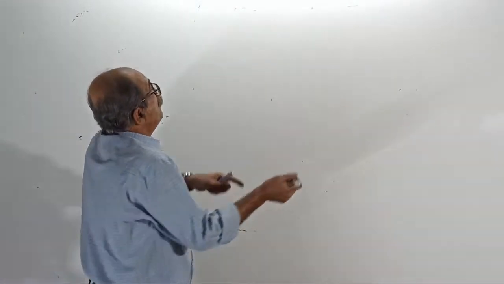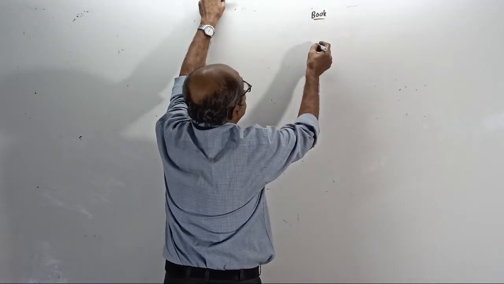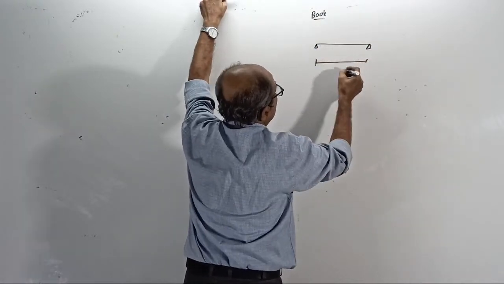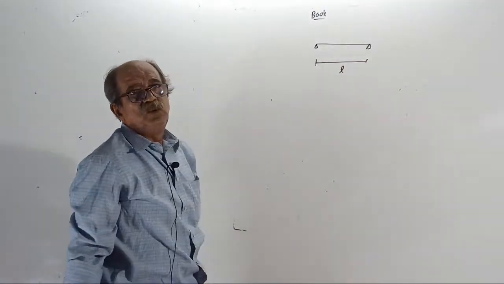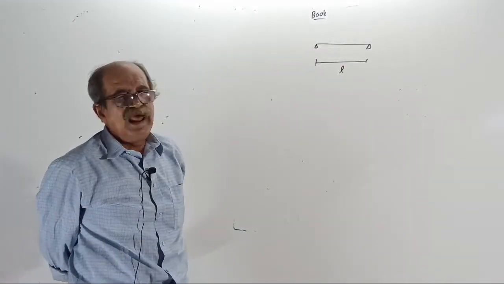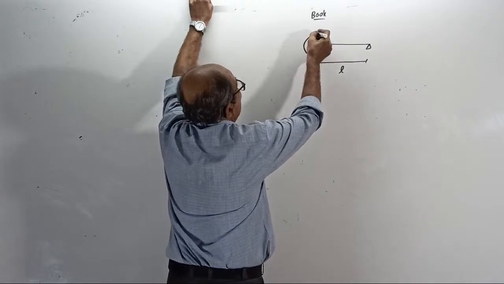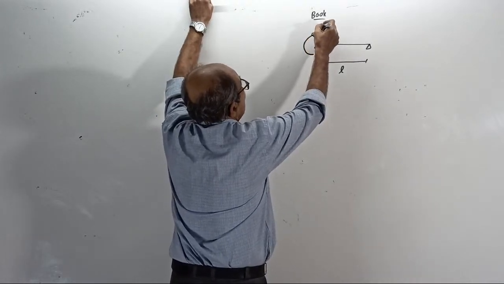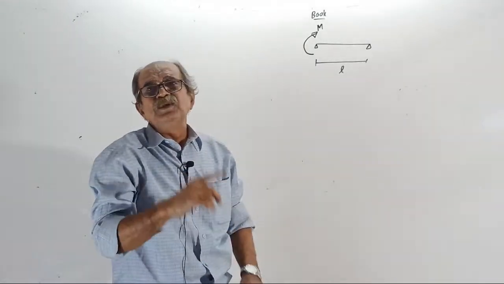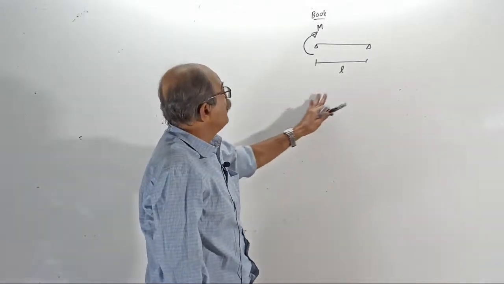Book work number 1, standard book work. A simply supported beam of span L is subjected to a couple M at one of the supports. Any support, I will take the support at A. Sagging or hogging, no problem. If it is sagging, beam will deflect down. If it is hogging, beam will deflect up. That's the only change. Therefore, one standard case.